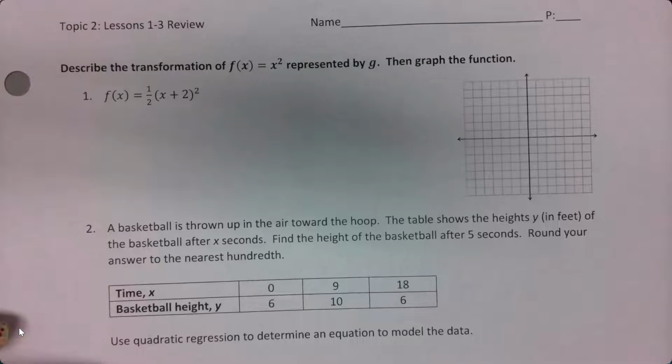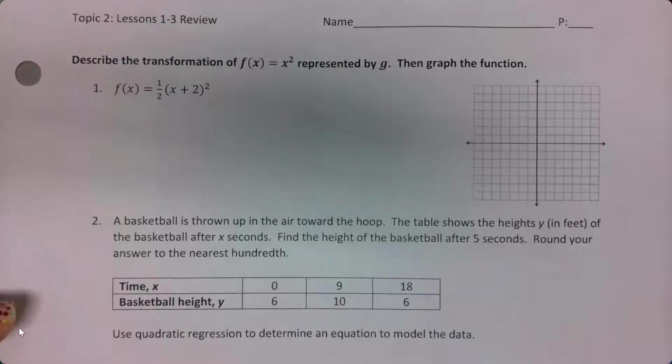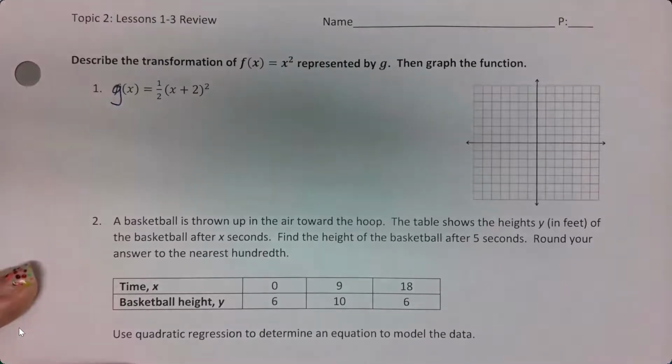So in this video, I'm going to be going over the 2.1 to 2.3 test review. The first thing wants me to describe the transformation represented by g. This is actually labeled wrong. It should be called g of x.